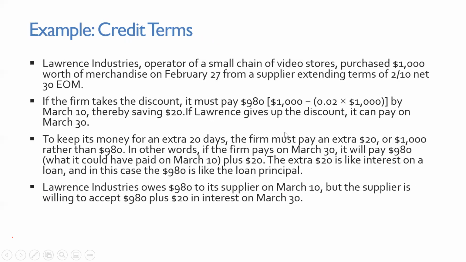Okay. So the company purchased $1,000 worth of merchandise on February 27 from a supplier extending terms of 2/10 net 30. Okay, to pay in 30 days, which is the end of the month. Okay, if the firm takes the discount, it must pay 980, which is 1,000 times the discount minus the discount. Okay, by March 10th. Thereby, you are saving $20. So if the company gives up the discount, it can pay on March 30, it will pay $1,000.